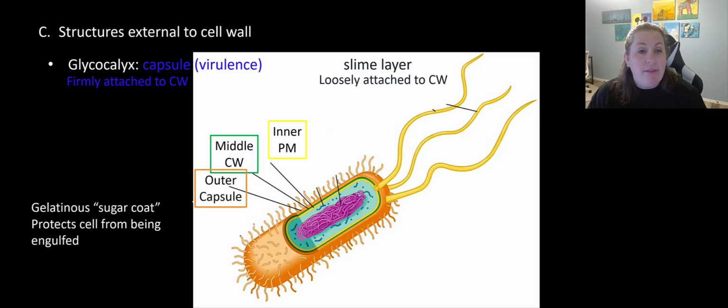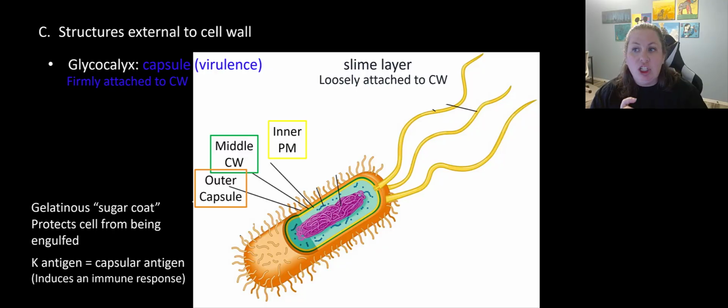Now remember, if it's more tightly attached, we call it glycocalyx or a capsule. If it's loosely attached, we call it a slime layer. A lot of times this outer layer creates a gelatinous kind of sugar coat. This sugar coat protects the cell from being engulfed by your immune system. Again, this is what makes it more virulent. Your immune system can't grab a hold of it to destroy it, and so it allows it to stick around longer.